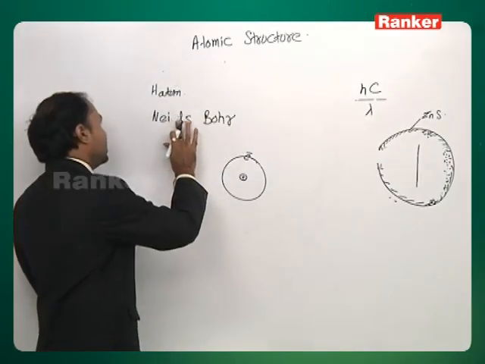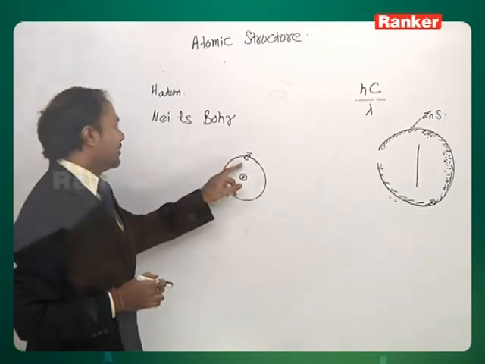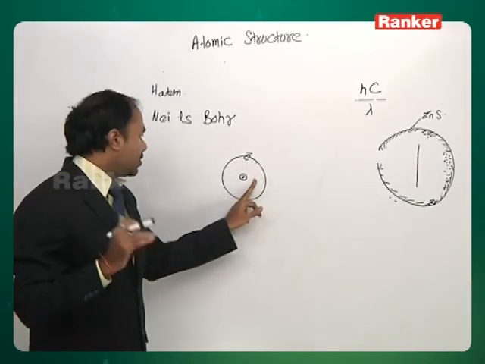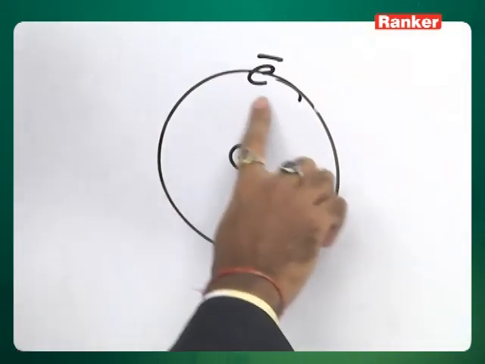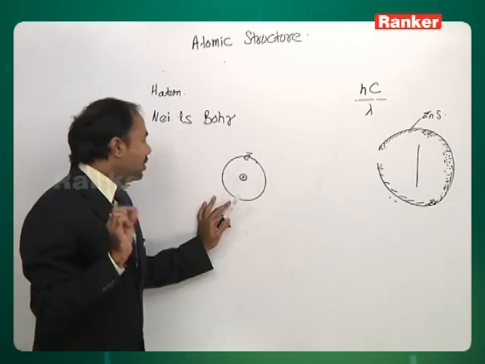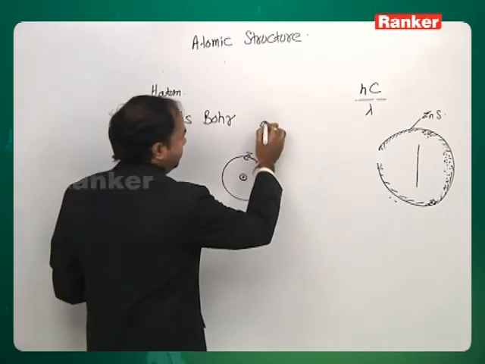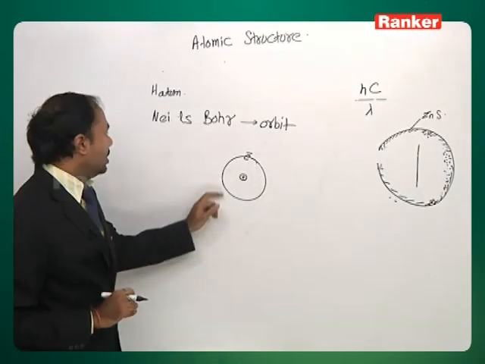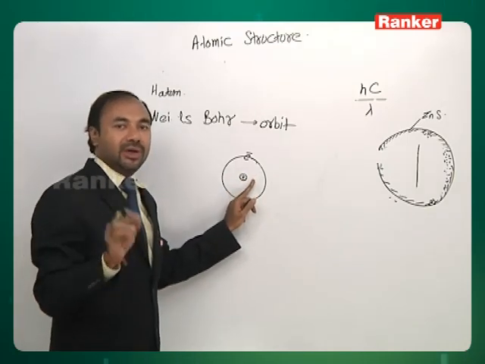this. The only difference he made in Rutherford's atomic model was that when the electron is moving in its orbit, it does not emit or absorb energy. This is the only difference he made. He said that the electron cannot revolve around the nucleus wherever it wants. It can revolve only in certain spatial circular pathways, which he called orbits. Now, these orbits will be only at specific locations around the nucleus and not anywhere.